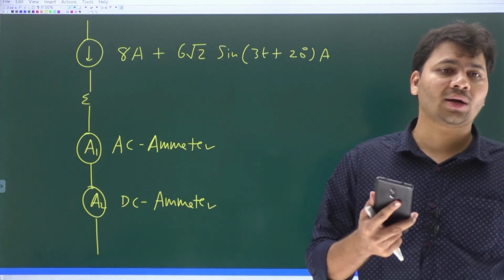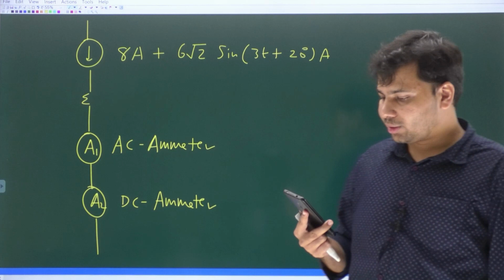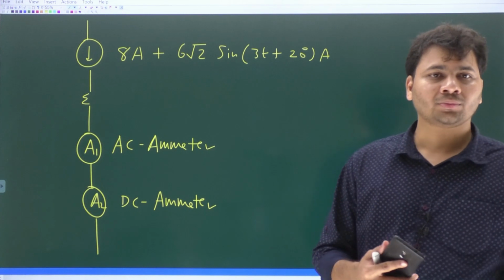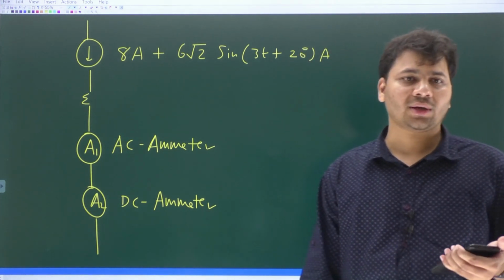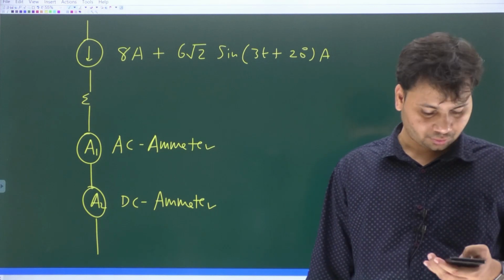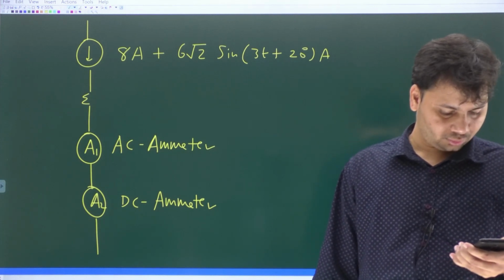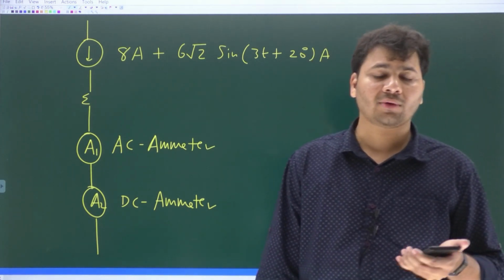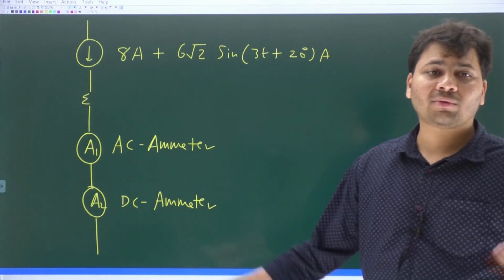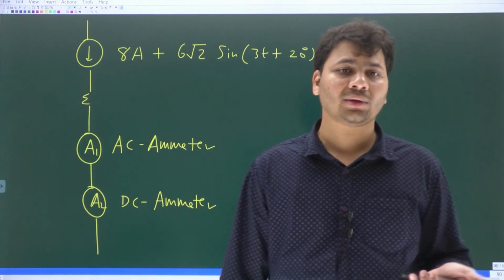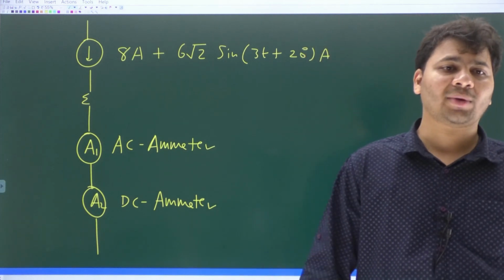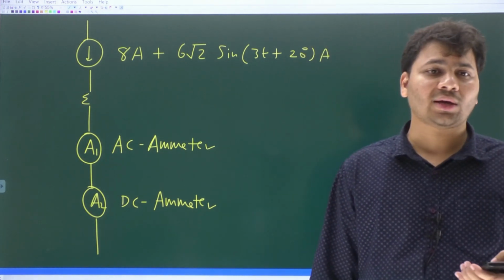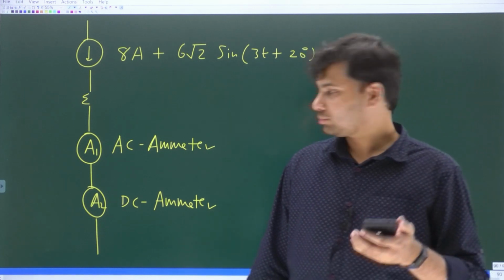Please tell me what is the reading on A1, that is the AC ammeter, and also what is the reading on the DC ammeter, which is A2. I already told you, right? AC ammeter will simply measure the RMS value of the current flowing in that branch. DC ammeter will measure the DC current flowing in the branch. Remember, DC current is the same as average current. Yes or no? DC ammeter will measure the DC or the average current flowing in that branch.